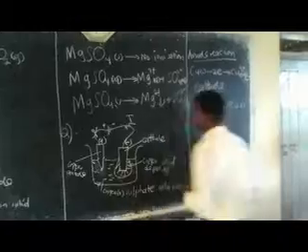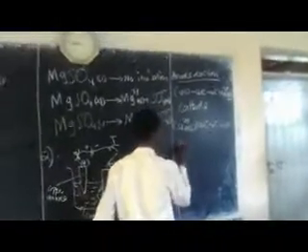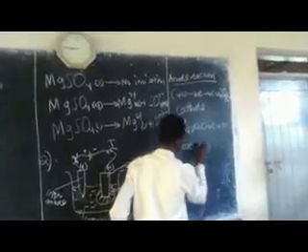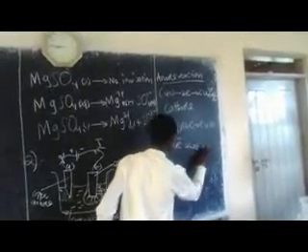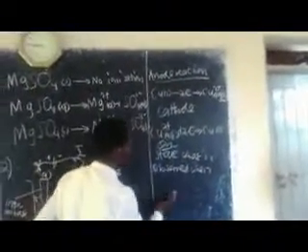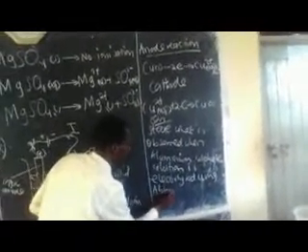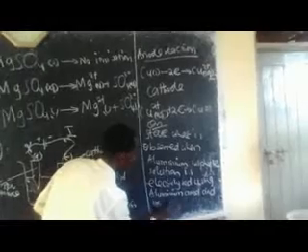Now, assignment says, state what is observed when aluminum sulfate solution is electrolyzed using aluminum anode and iron cathode.